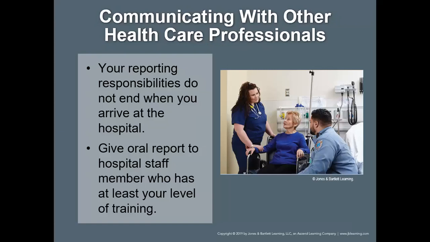Communicating with other healthcare professionals. Your reporting responsibilities do not end when you arrive at the hospital. You're required to give an oral report to the hospital staff member who has at least your level of training. So if you worked in the field and you ever had to hand over a patient, then you should be very familiar with what this slide is saying. So you have to relay information to the healthcare provider that you're handing over.